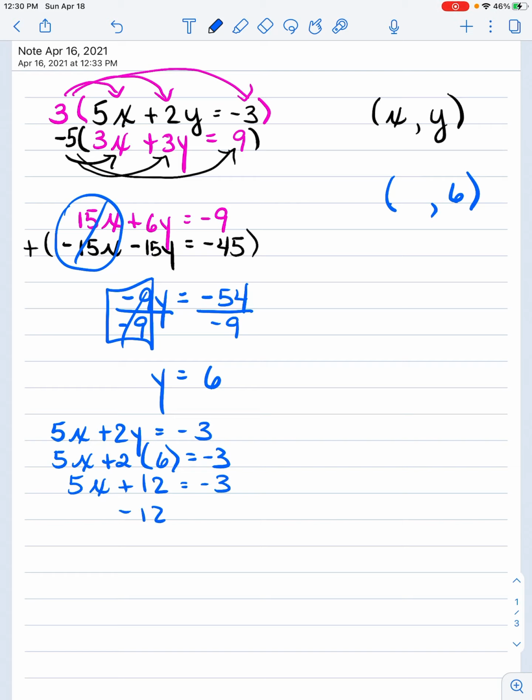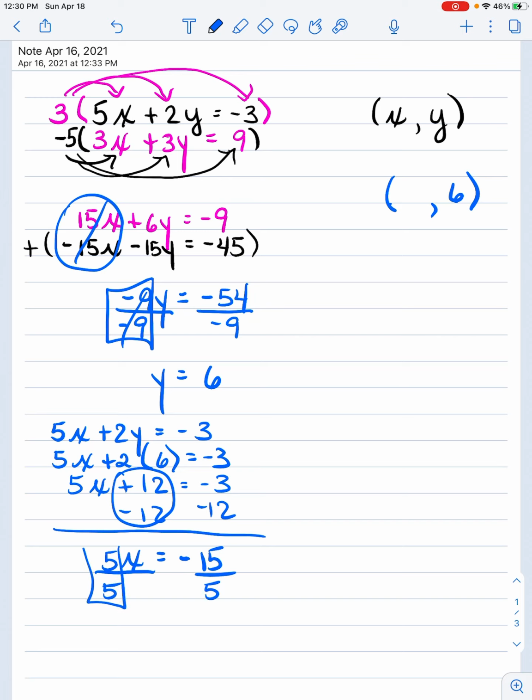So 5x plus 2 times 6 is 12 should equal negative 3. Let's subtract 12 from both sides, and we're going to get that 5x should be equal to negative 15. When I divide both sides by 5, I am going to get x equals negative 3, because negative divided by a positive is a negative. So now I have my ordered pair, and my ordered pair is negative 3, 6.